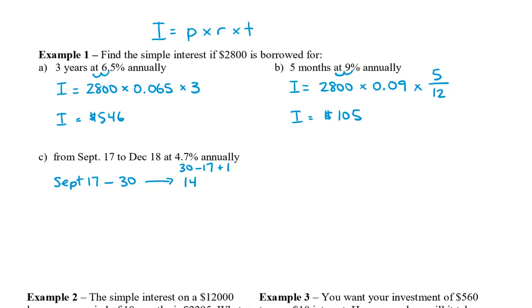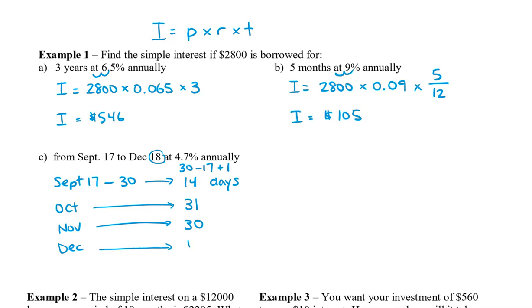us 14 days. And then we have October, and we know that October has 31 days because of Halloween. And then November, it alternates back and forth. This will be 30 days. And then December, because we're only going to December the 18th, we have 18 days in December. So totaling up all of our days, we have 93 days.